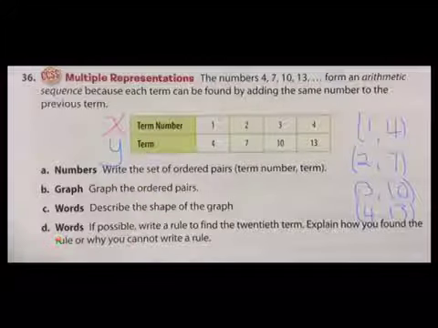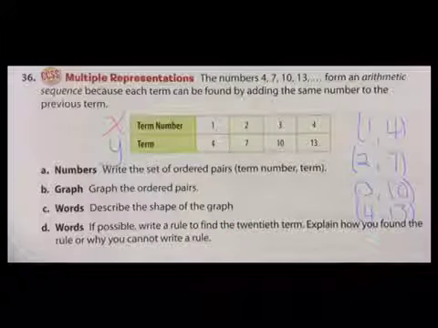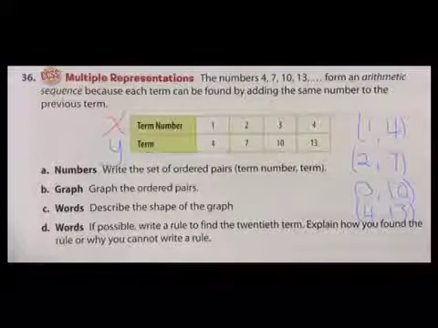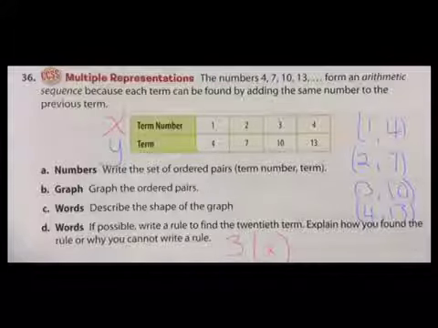And for D, if possible, write a rule to find the 20th term. Explain how you found the rule or why you cannot write the rule. Well, you can definitely find a rule because it looks like it's consistent, right? I would say my rule would be 3 times the value of x plus 1, right, equals y.